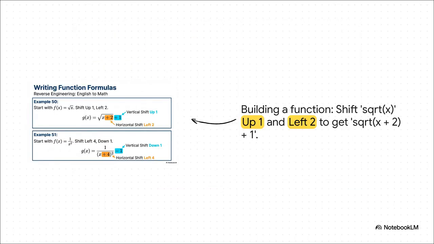And what's really cool is this works in reverse too. Let's say you want to take the plain old square root of x, and you want to move it up 1 unit and left 2 units. Well, you just build the formula yourself. Up 1 means we add 1 on the outside. Easy. Left 2, that's our counterintuitive rule, means we have to add 2 on the inside with the x. And there you have it, our new function g of x is the square root of x plus 2, all plus 1. You are in complete control of that graph.